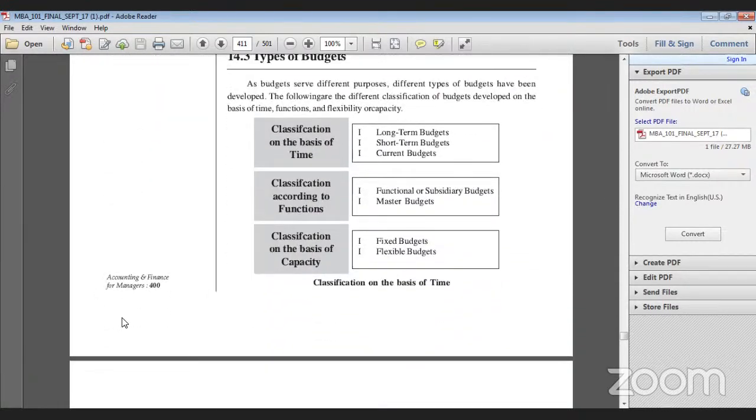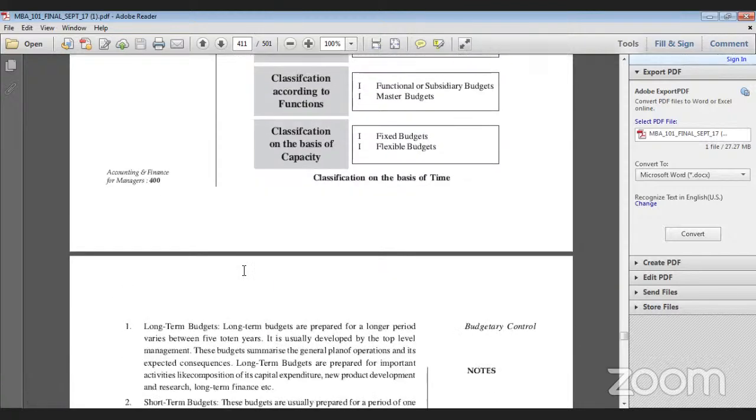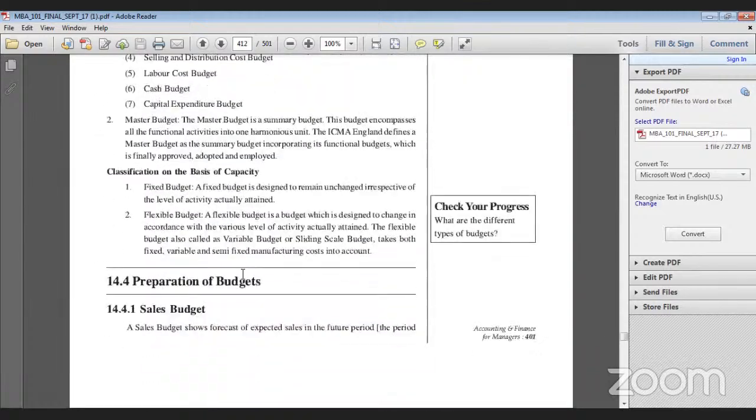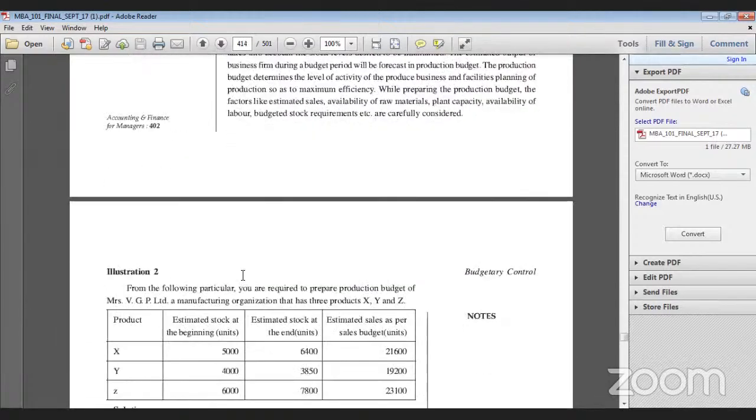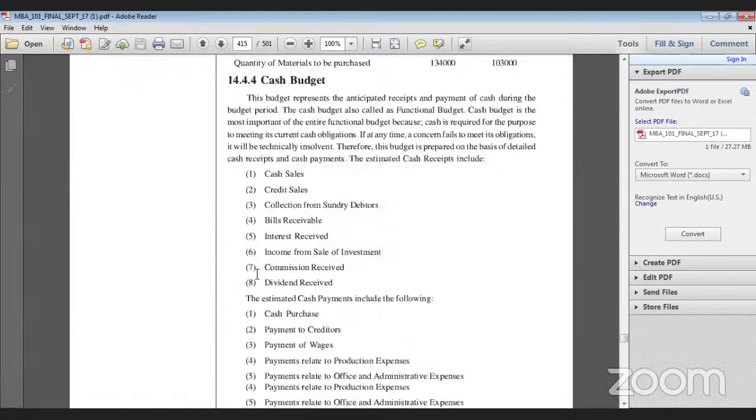After that, they have given types of budget classification on the basis of time, function and capacity. These are the various different types of budget. First are long term, short term and current budget. After that, financial and subsidiary budget. After that, master budget. After that, fixed budget and fluctuating budget. These are the types and classification of budgeting as per time. They have given various examples of that.